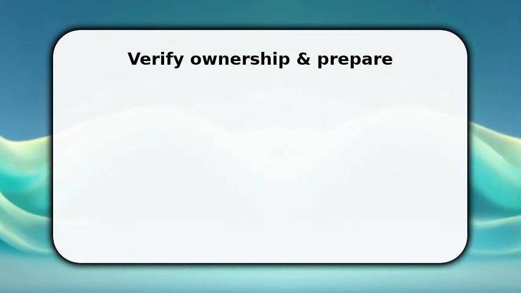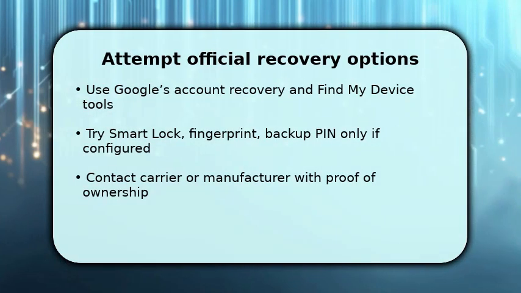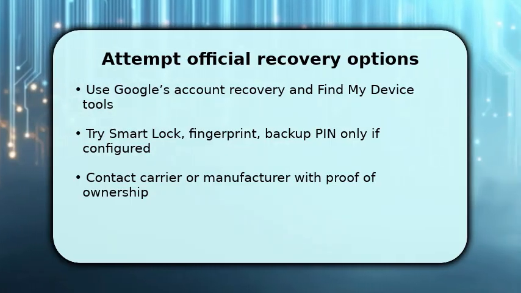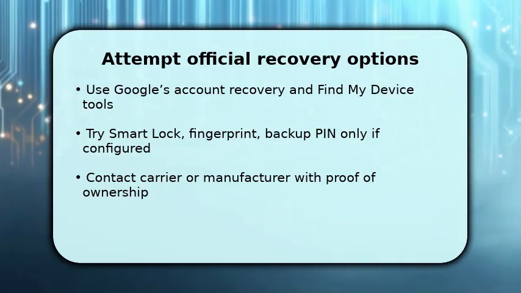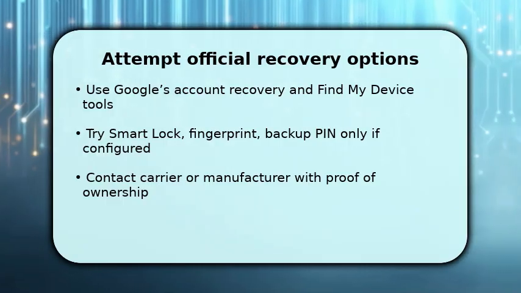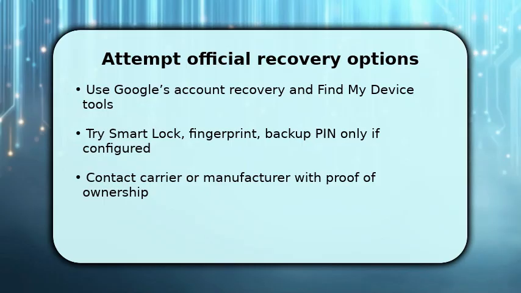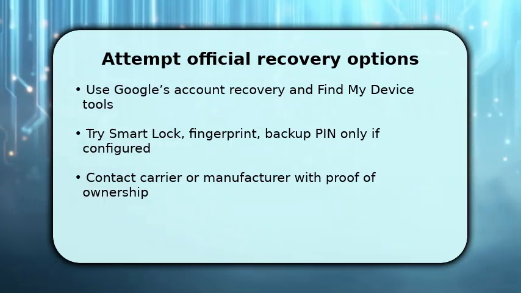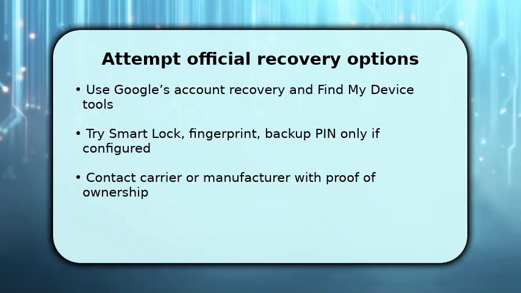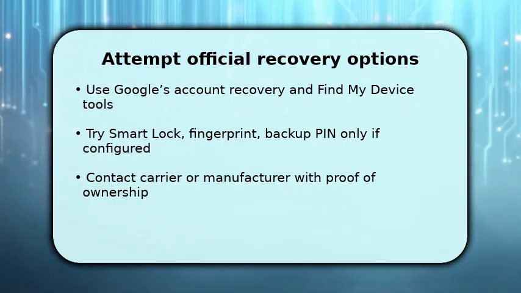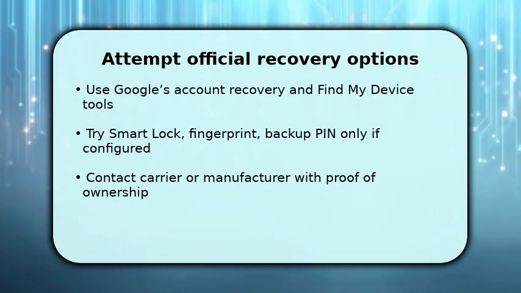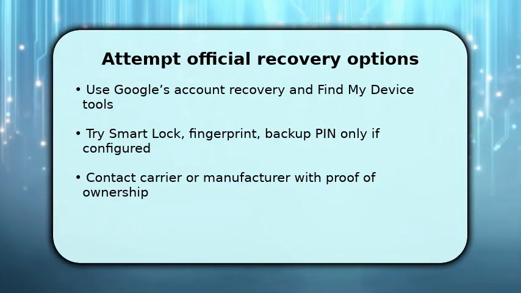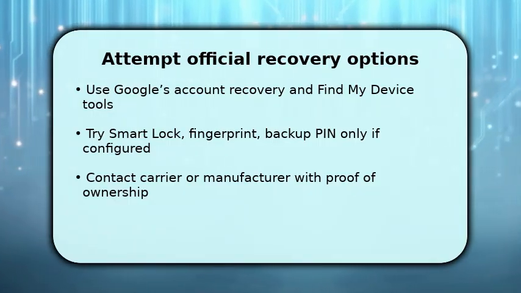Next, use official, account-based routes to regain access. Log into your Google account on another device and use Find My Device to locate, lock, or erase the phone if necessary. This requires the same account and network access. If smart lock or biometric backups were set up, try those first rather than resets. If online recovery fails, contact your carrier or the phone manufacturer, provide proof of purchase and ID.